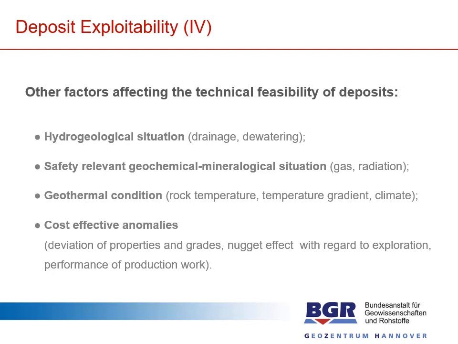And there can be other anomalies, like the deviation of properties of the rock and also of the grades. As I mentioned before, the nugget effect can be of particular importance, especially for gold exploration. And this, so the deviation of properties of the rock and of the grades, may influence the performance of the production work, which of course influences the economics of the project.